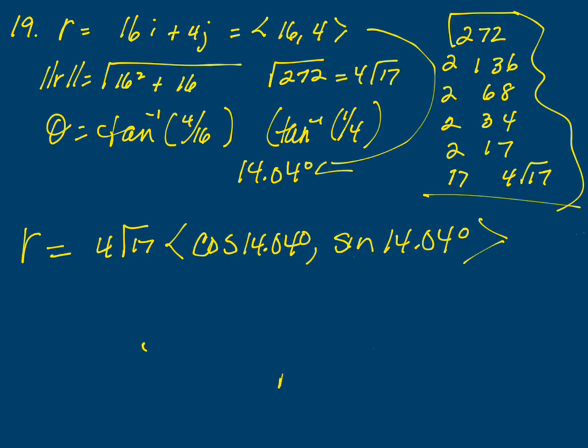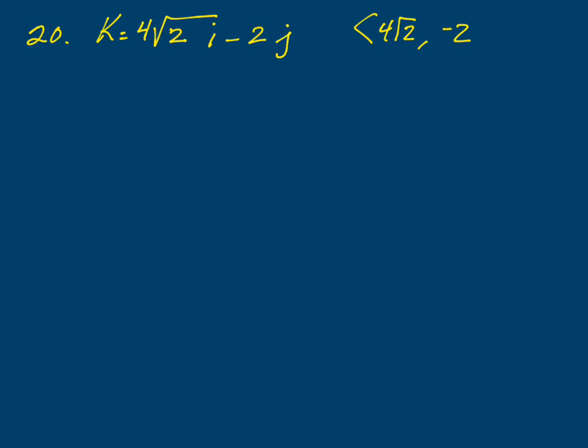3 more, guys. All right, number 20 is k. And we're in ij form again. 4 times the square root of 2 i minus 2j, which would be 4 square root of 2 and negative 2. Right? 4 square root of 2 and negative 2. Because it's i minus j, right? So that would make that a negative 2.